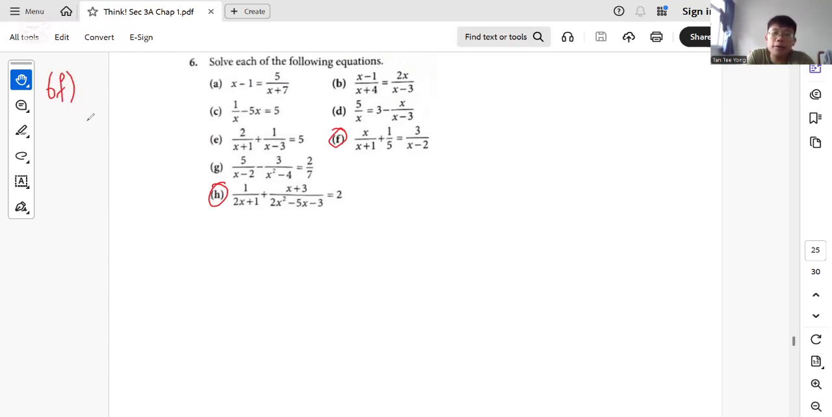There are actually many ways of doing it. I will combine these two fractions first together, so multiply the denominators with each other. So I have this.